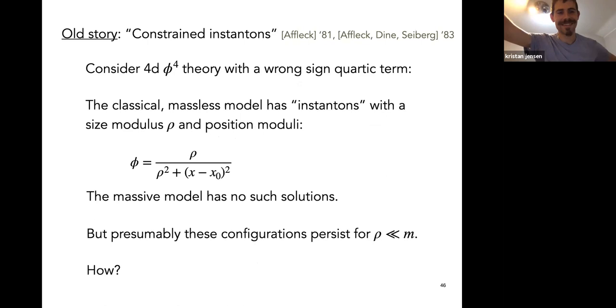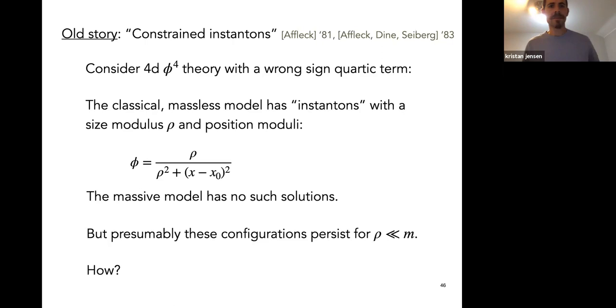Now, this thing of having no instantons to work around, but expecting there to be something close to an instanton, this is not a new subject. This was originally considered in papers of Ian Affleck and collaborators in the early 80s, before I was born. As a simple example, consider four-dimensional phi to the four theory with a wrong-signed quartic term. Take it to be -1 in some units. As a well-defined perturbation theory, order by order in perturbation theory, of course, the whole theory doesn't exist.